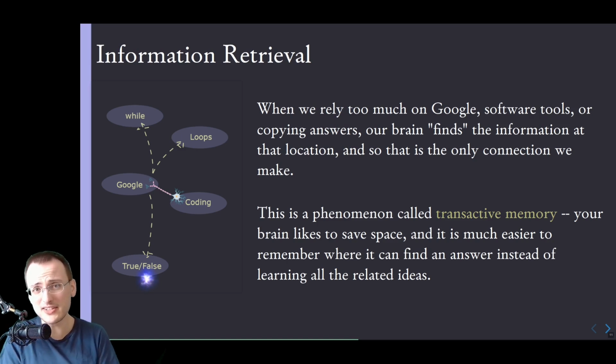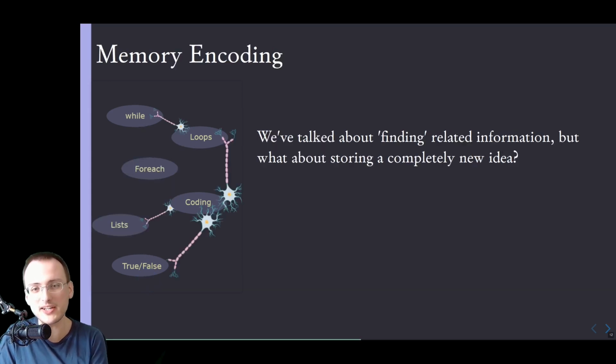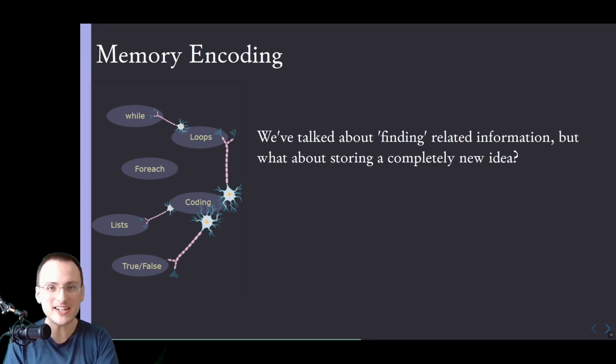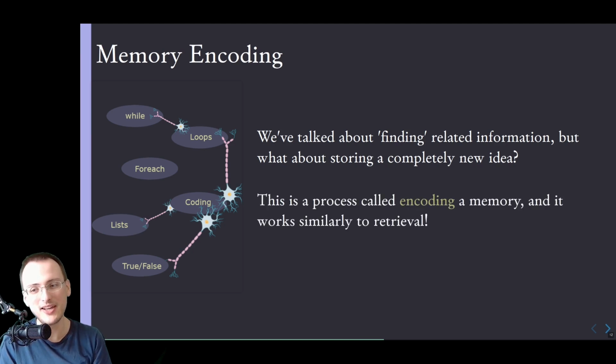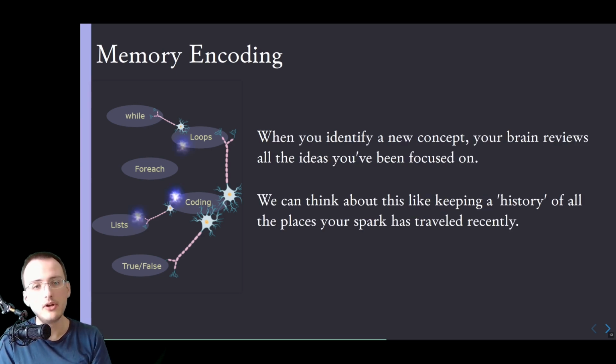So that actually leads us right into our next topic, which is memory encoding. So we've talked a lot about finding information, but what about when there's some completely new idea? This is in psychology what's called schematization. This idea that we can kind of refine ideas and break them apart into smaller and smaller components. And when we are encoding a memory, it actually works very similarly to retrieval.